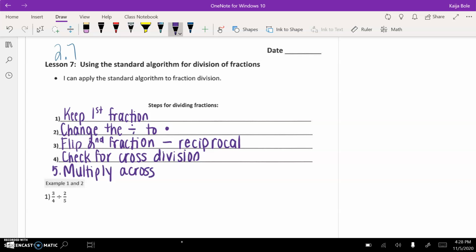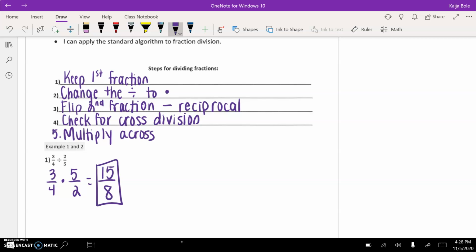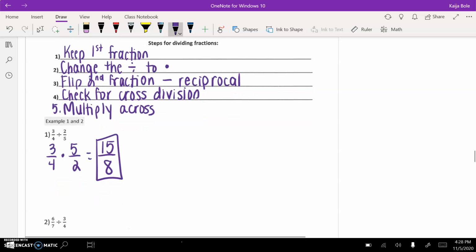Okay. So number 1 here, I've got 3/4 divided by 2/5. So I'm going to do 3/4 times 5/2. I'm looking for cross division. 3 and 2, I can't do anything. 5 and 4, I can't do anything. So 3 times 5 is 15. 4 times 2 is 8. You can leave it just like that.